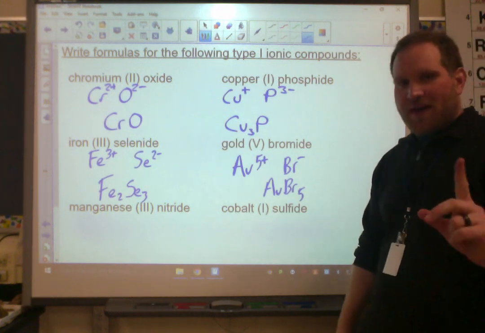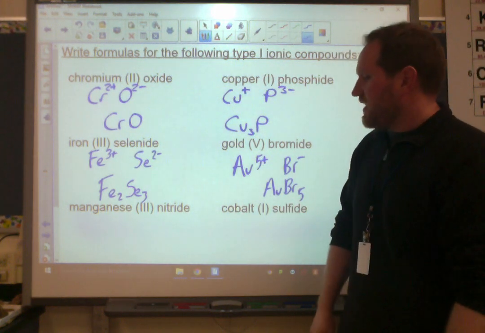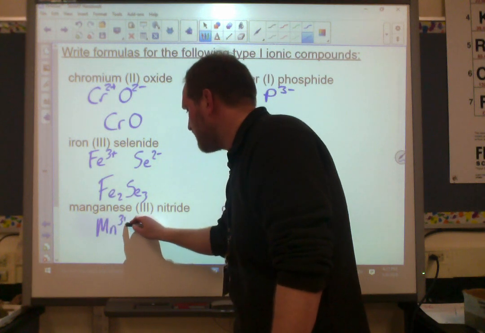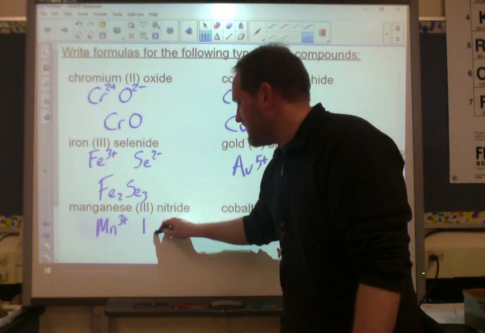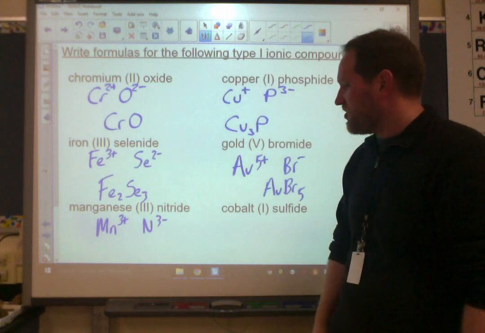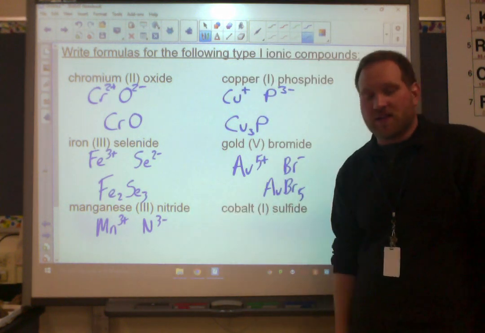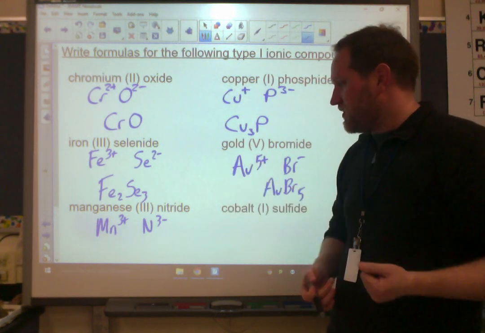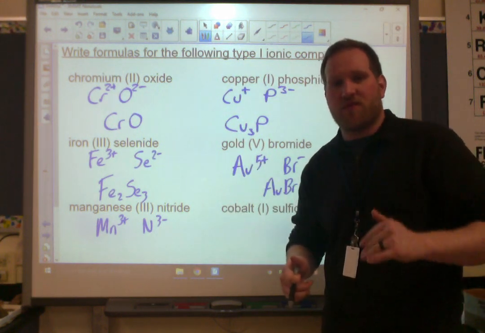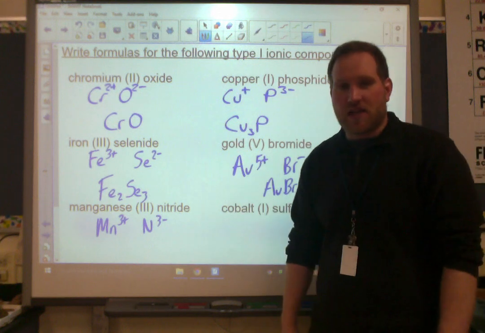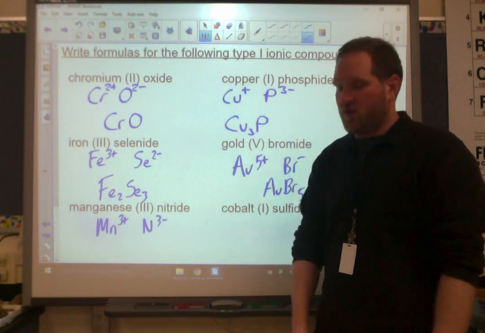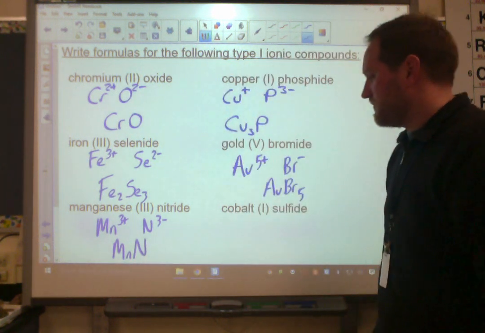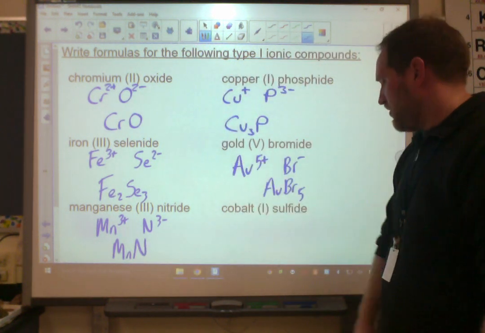Manganese, not to be confused with magnesium. Manganese(3) nitride. Manganese 3 means Mn with a 3 plus charge. Nitride is N with a 3 minus charge. Hopefully you can see right away that's going to balance out, giving you MnN. If you crisscross it, Mn3N3, you have to simplify that down. If you write your answer as Mn3N3, it's wrong. MnN, exactly like that. Capital, lowercase, capital.